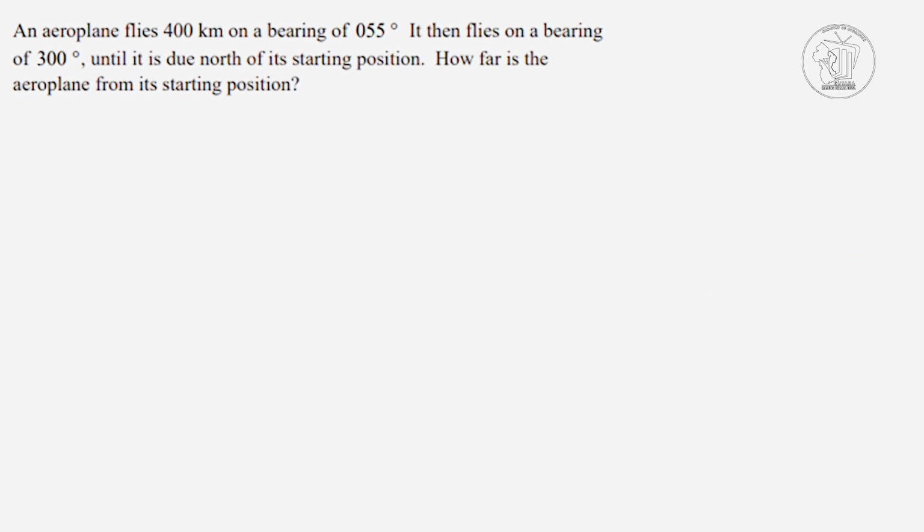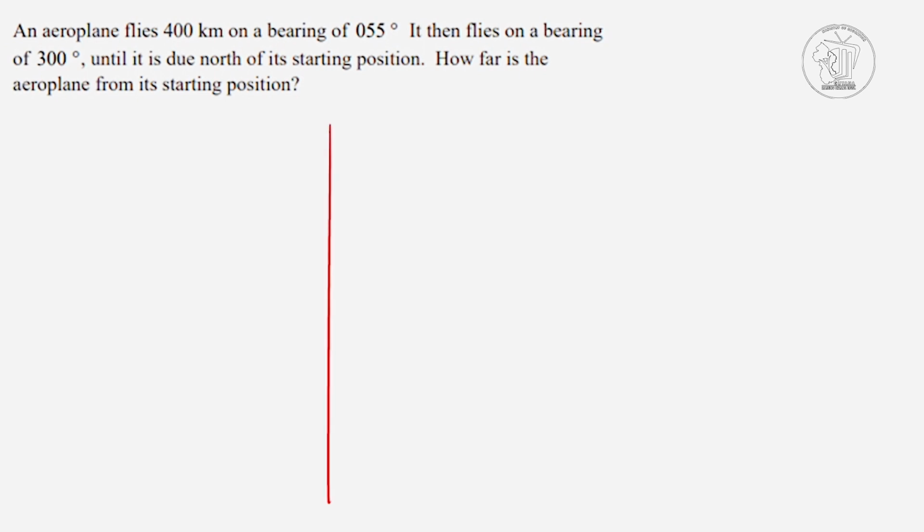So of course, you must look at another question. Let's look at this question, slightly different. This one says, an aeroplane flies 400 km on a bearing of 055 degrees. It then flies on a bearing of 300 degrees until it is due north of its starting point. How far is the airplane from its starting point? So let's separate the diagram. Let me draw a line to separate.